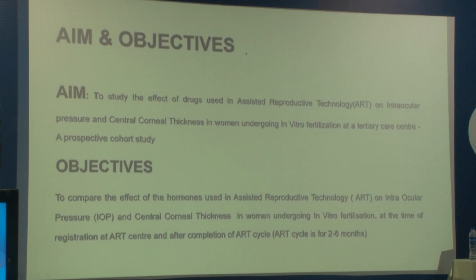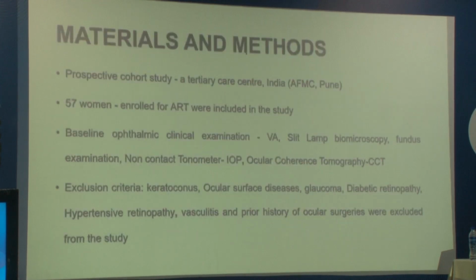The objective is to compare the effect of these hormones on intraocular pressure and central corneal thickness in women undergoing IVF at the time of registration at the ART center and after the completion of the cycle. Our study is a prospective cohort study conducted at a tertiary care center. 57 women were included in the study, and baseline ophthalmic examination was conducted for all the women. IOP is checked with NCT and CCT is checked with OCT.